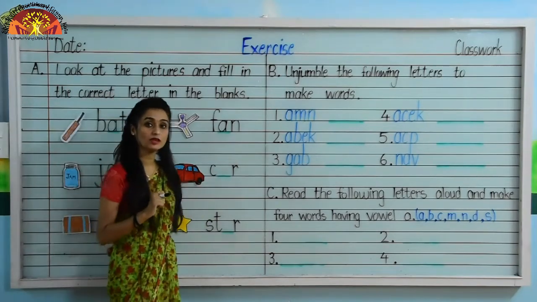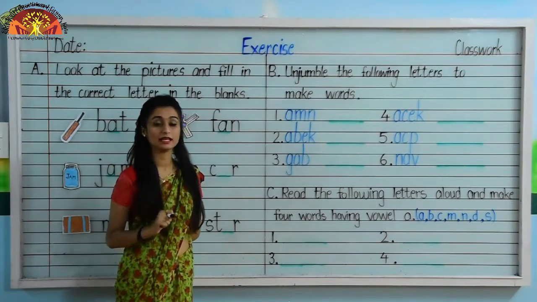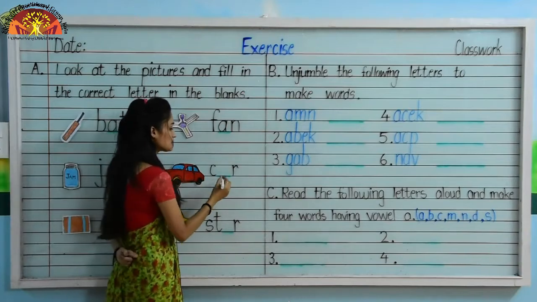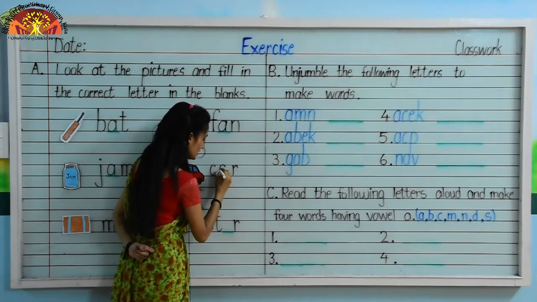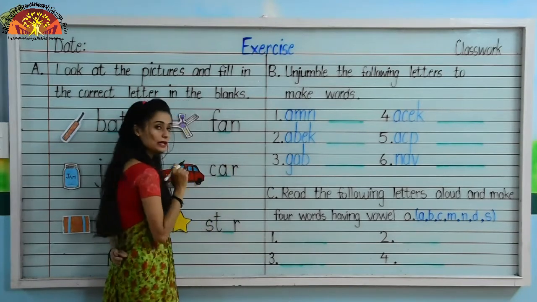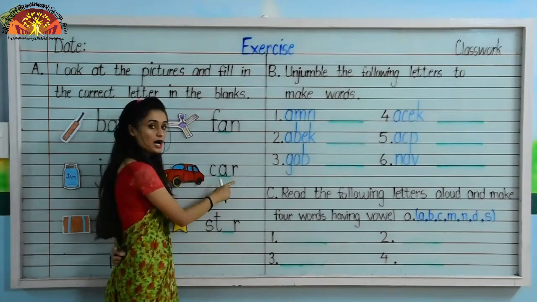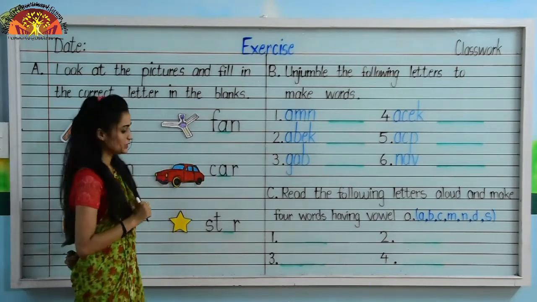Which letter is missing over here? Yes, I told you the spelling. You are right kids. It's letter A. So we will write letter A over here in the blank like this. Okay. Our spelling is C-A-R. Car. Very good kids.